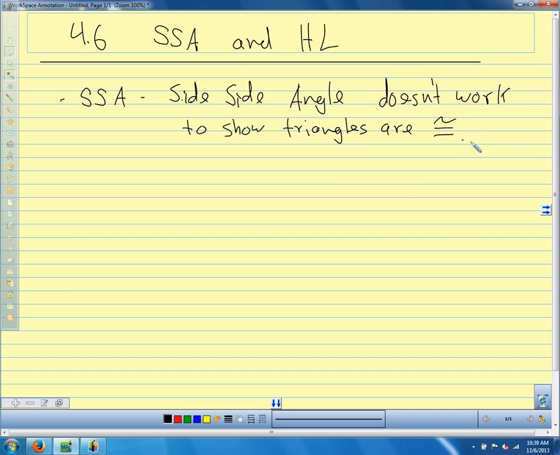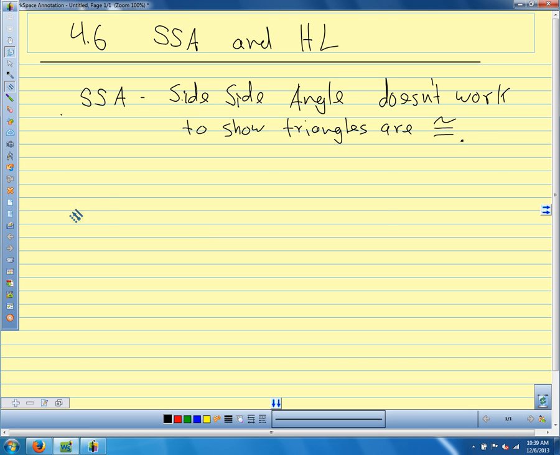So we don't have an SSA theorem, we don't have an SSA postulate. We can't use SSA to show that triangles are congruent. One way to remember that is if you spell it backwards, you get something you shouldn't say in geometry class. So I want to show you why SSA doesn't work.